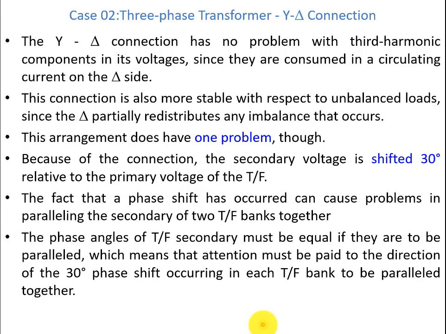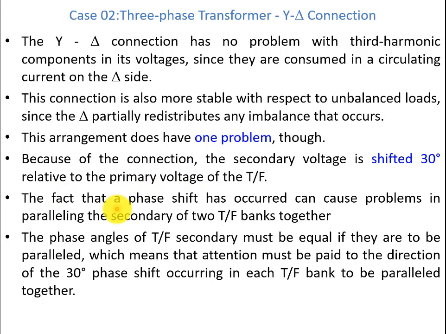So the Y-delta connection has no problem with third harmonic components because we already have the delta connection in it, since they are consumed in a circulating current in the delta. This connection is also more stable with respect to unbalanced loads, since the delta partially redistributes any imbalance that occurs. But this arrangement has one problem. Because of the connection, the secondary voltage is shifted 30 degrees relative to the primary voltage of the transformer. So there will be a voltage shift between primary and secondary voltage.